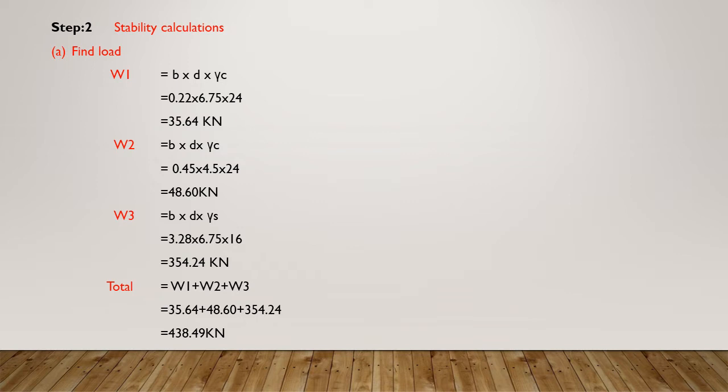Then W3 is B into D into gamma S, because W3 is the soil portion. We already studied in our cantilever retaining wall what W1, W2 and W3 are. So B is equal to 3.28 into 6.75 into 16. 16 is our unit weight of soil, which is given in the question. So the total W1 plus W2 plus W3, the total load, is equal to 438.49 kilonewton.